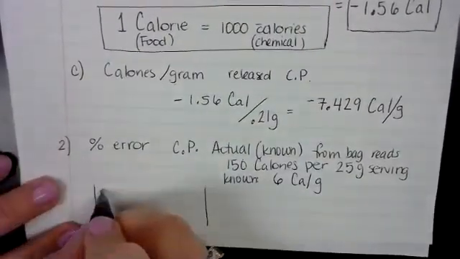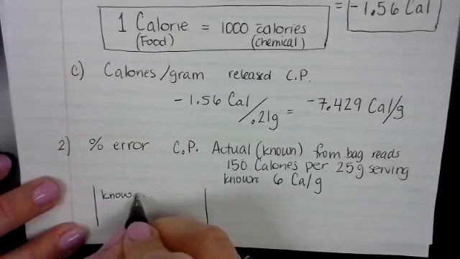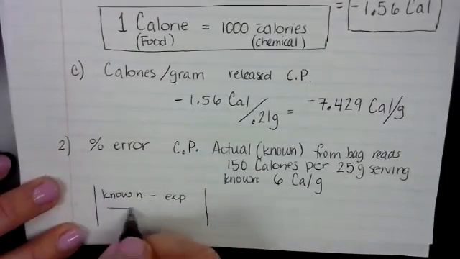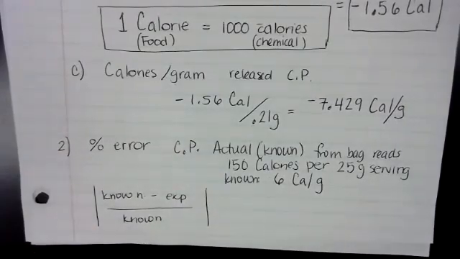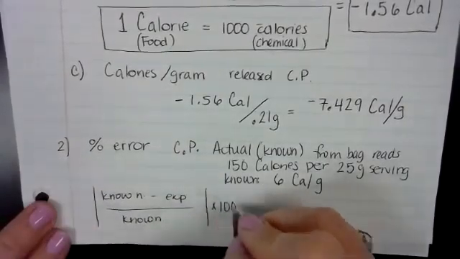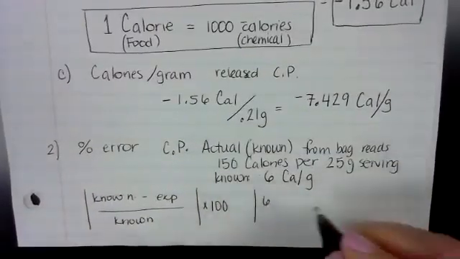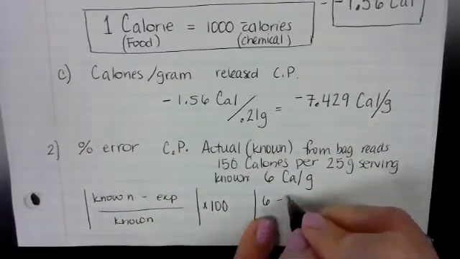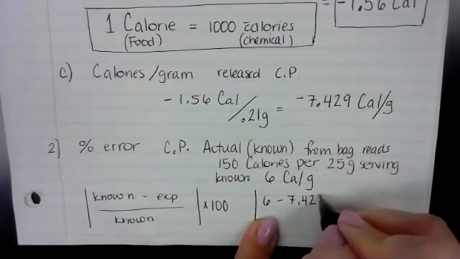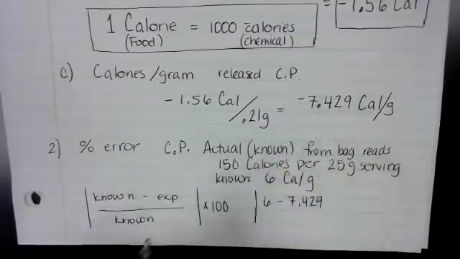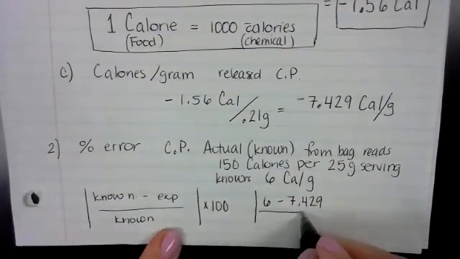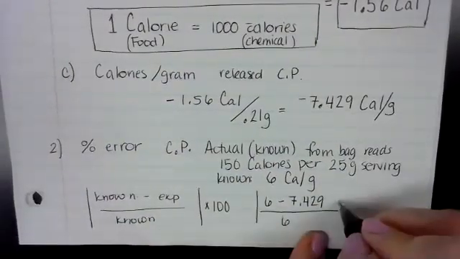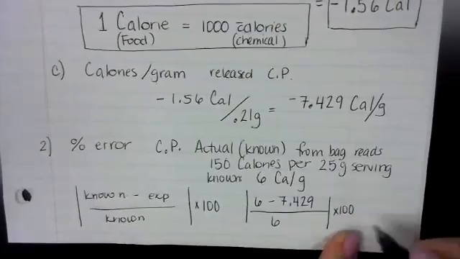All right, let's do our percent error. Absolute values: known minus experimental, over known. Again, the words known or theoretical are different words used for the same thing, times 100. So we are going to take 6, because that's the known, minus 7.429. Again, we don't use that negative because that negative is only saying it's released. That's what the negative symbol means here, not a negative value. Divided by 6 times 100.